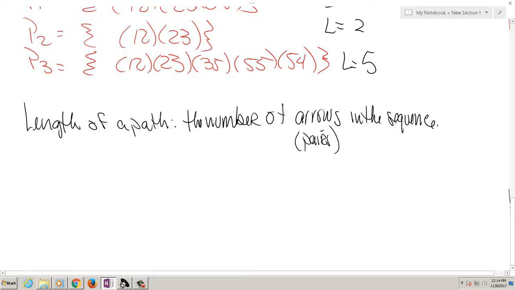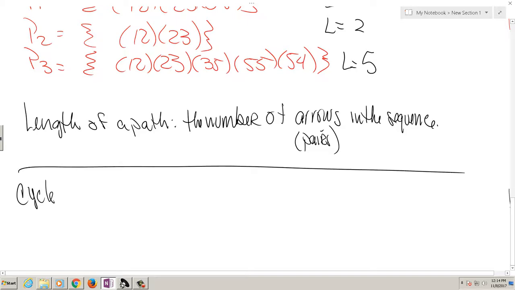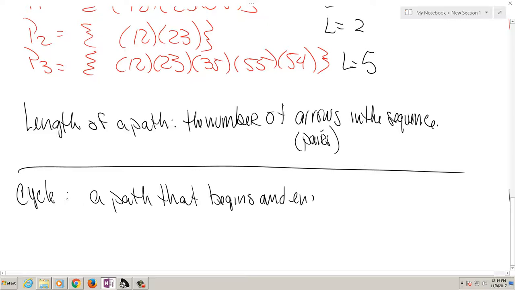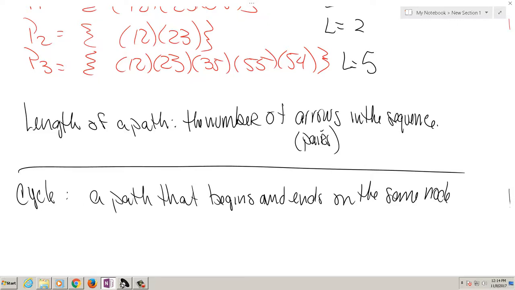All right, so the next thing that we want to know about is a cycle, which is why we had to come back to 4.3 so we could talk about this thing called a cycle. And a cycle is defined as a path that begins and ends on the same node. It's called a cycle because it returns to its starting point.